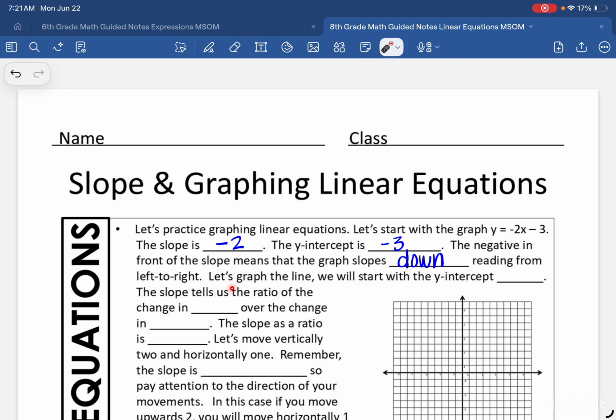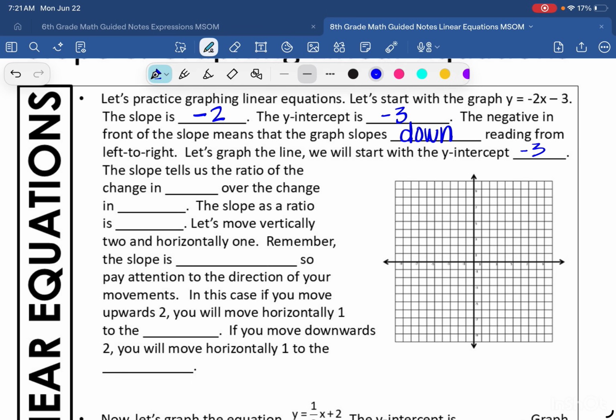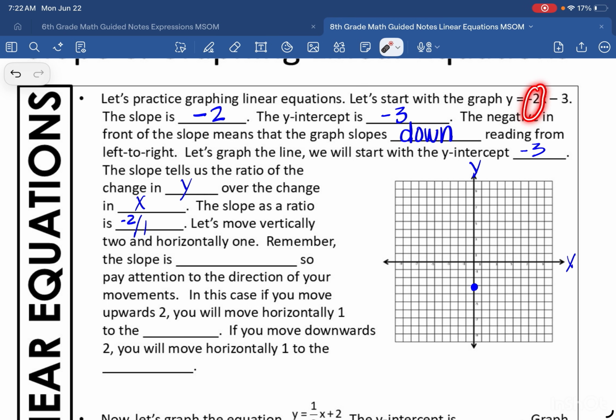Let's graph the line. We will start with the y-intercept of negative 3. So I'm going to go ahead and graph that on my y-axis. Remember, this is x and this is y. So it's going to cross my y-axis at negative 3, and I'm just going to plot that point right now. The slope tells us the ratio of the change in y over the change in x. The slope as a ratio is negative 2 over 1. Now if I look, I don't actually see my denominator right here, so I can assume that it's a 1 on the bottom. Let's move vertically 2 and horizontally 1.